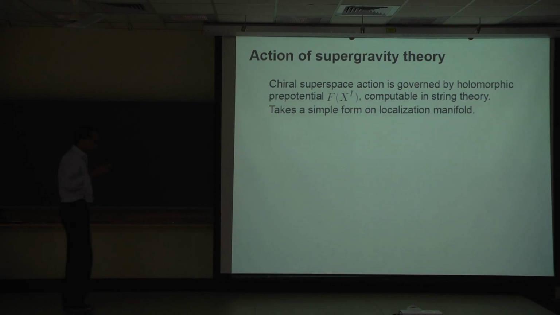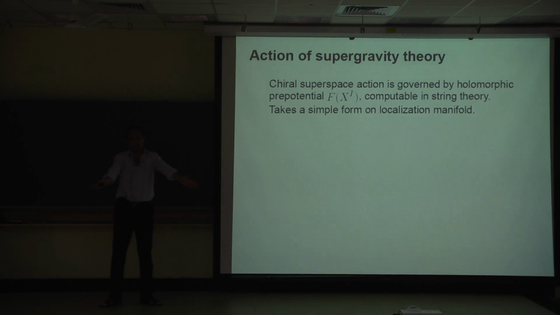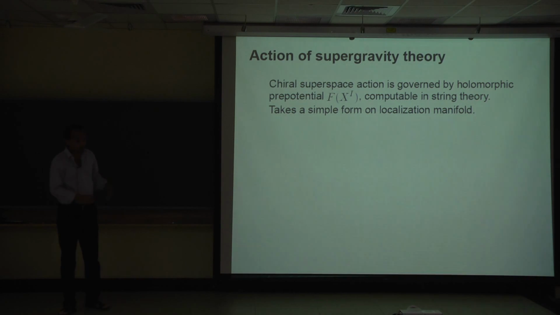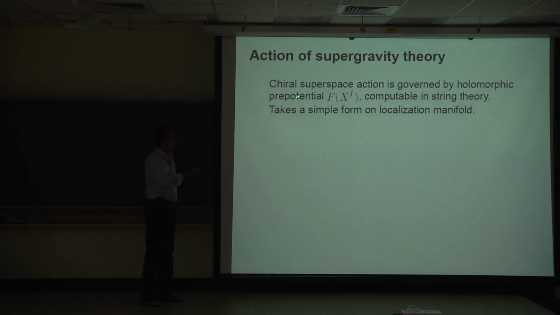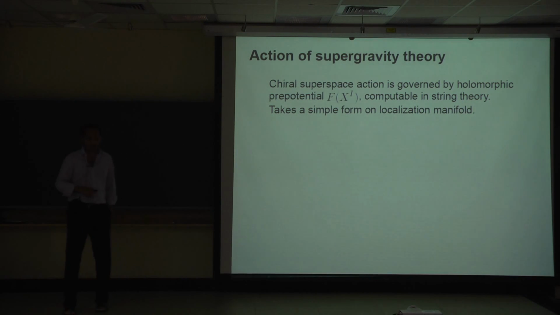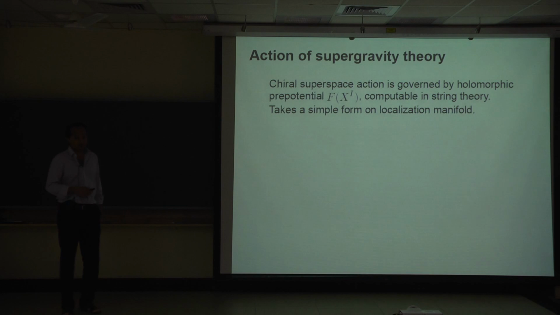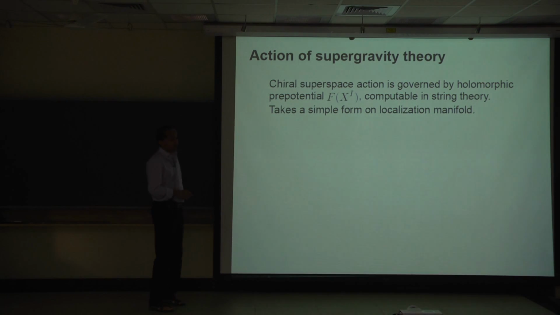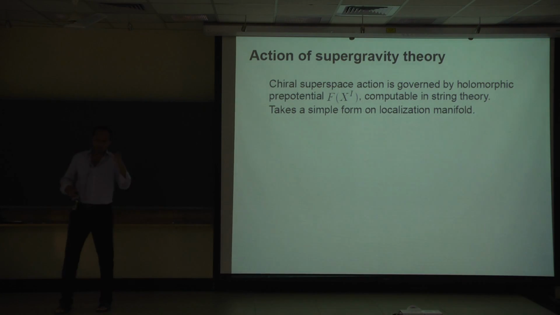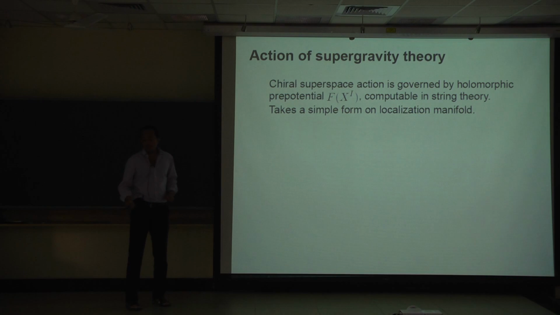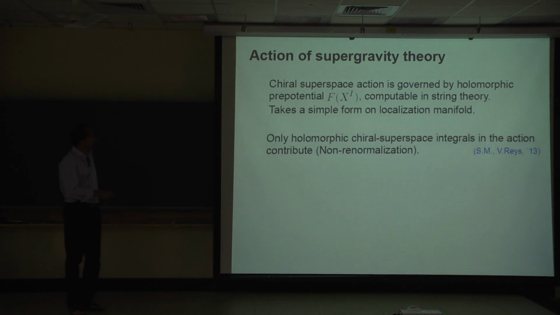So the generic action of N equal to 2 splits into two types, roughly F terms and D terms, more precisely chiral superspace integrals of holomorphic functions and full superspace integrals. Now the chiral superspace action is much more under control as usual, and this is governed by one holomorphic function called the prepotential F, and this actually is computable in string theory. For instance, if you have a Calabi-Yau compactification, this F is computed by the topological string. And the action governed by F on the localization manifold takes a very simple form. I'll show you in a second. But now you have the D terms, but luckily we don't have to worry about them.